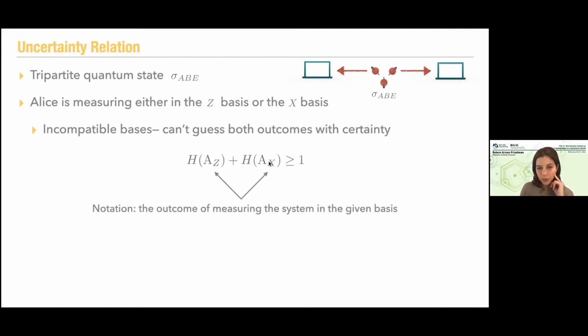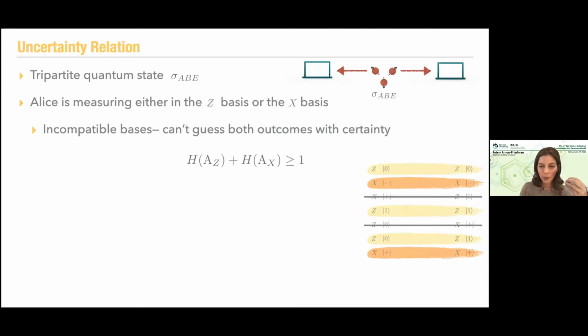And the point is that you can't have both, you can't guess both of them correctly at the same time. Okay, so for any state, if you can guess one with certainty, so this certainty will correspond to entropy here being 0, then the other one is completely random, which corresponds to this one being 1. So the fact that this sum of the entropies must be greater or equal to 1 means that we have this uncertainty relation in the incompatible basis. We can't guess both outcomes.